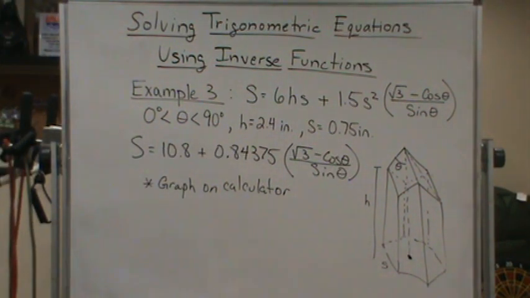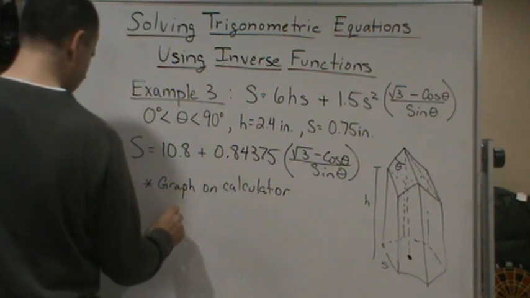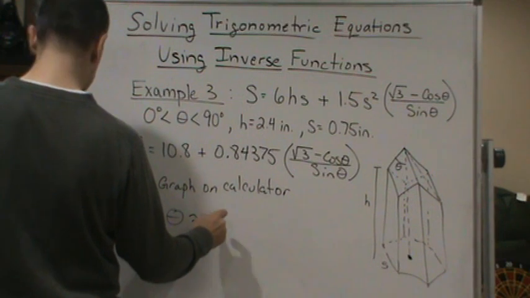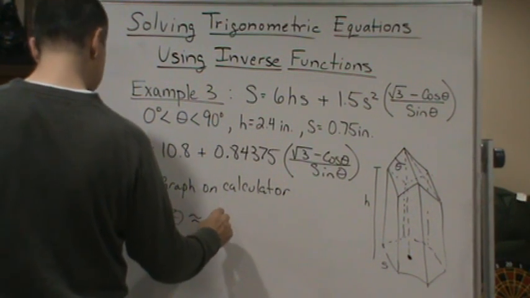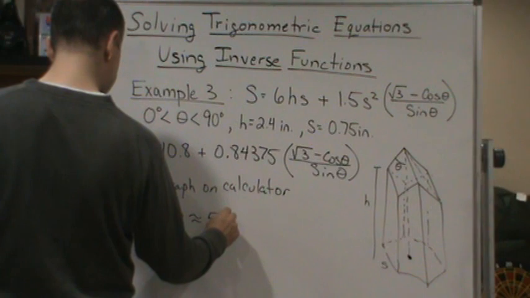So when you do that, in this case, I think they have the window from 11 to 150 in the X direction, and then 0 to 14 in the Y direction. And so when you do that, you get the minimum value occurs when theta is approximately equal to 54.74 degrees.